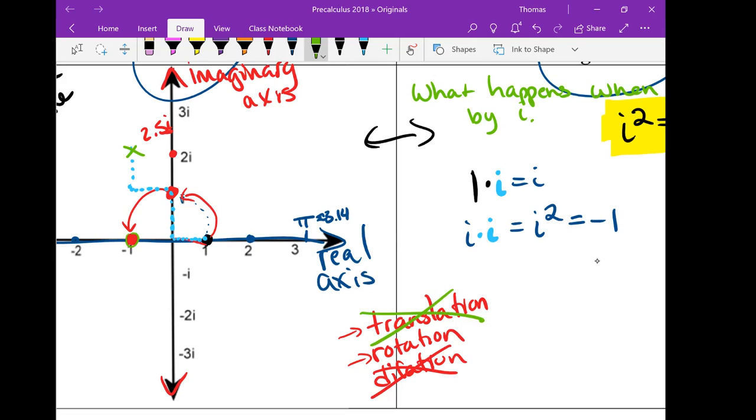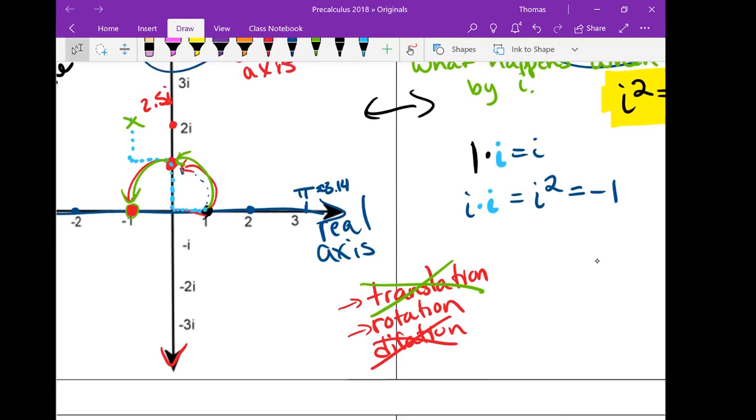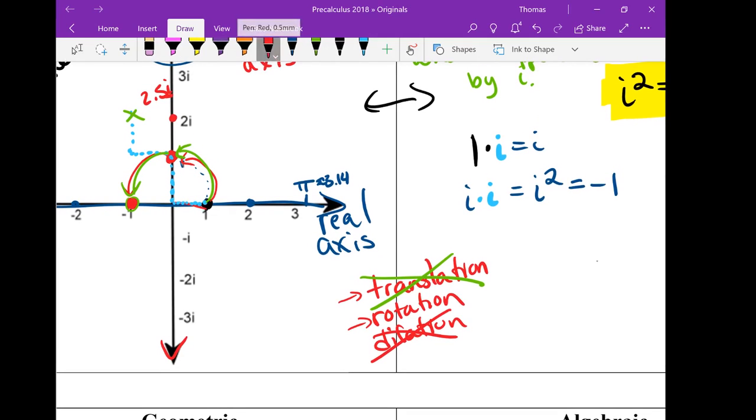So that's why I'd say it's not a translation, and it looks a lot more like a rotation because it rotated 90 degrees. If we multiplied again, it would rotate 90 degrees. Let's check one more time and see if this is true if we continue to multiply by i. So let's take where we left off. We left off at negative 1. Let's multiply by i one more time, times i.